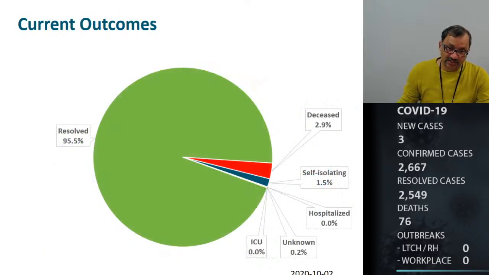So looking at where all these cases are, more than 95% of these cases in our region are currently resolved, with less than 2%, or 1.5%, of the cases currently self-isolating. As I reported today, there's only one case that is currently hospitalized for COVID, and no individual is currently in ICU. Unfortunately, we have lost 2.9% of our patients to COVID-19.